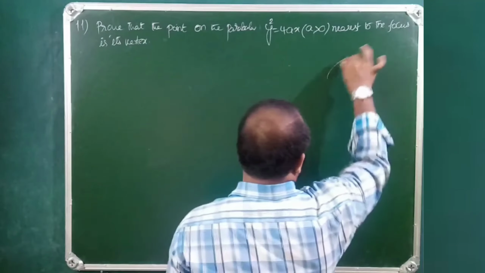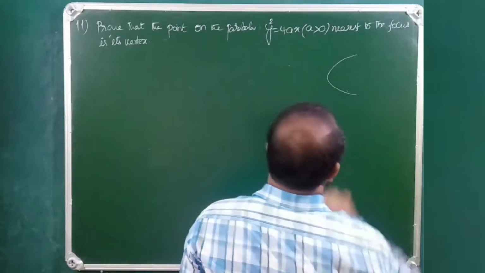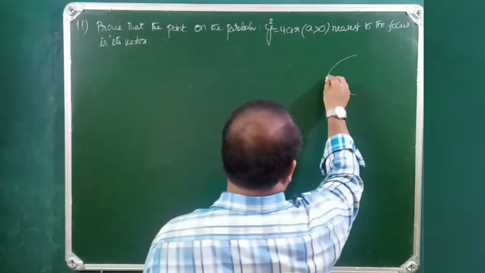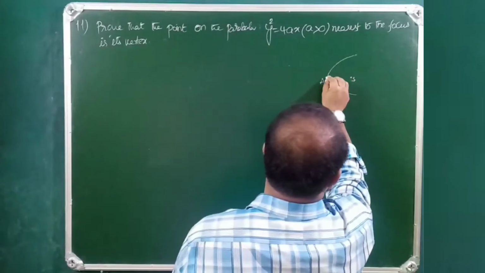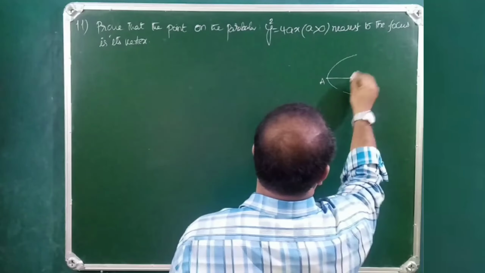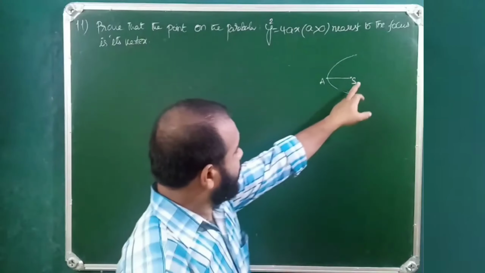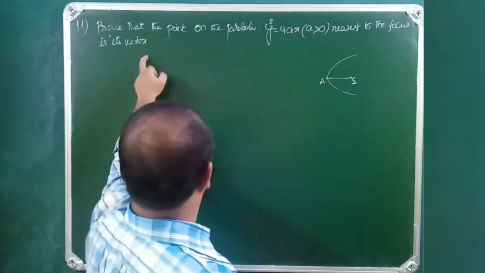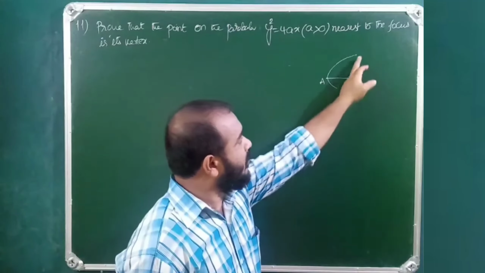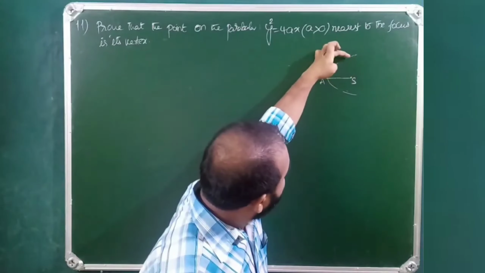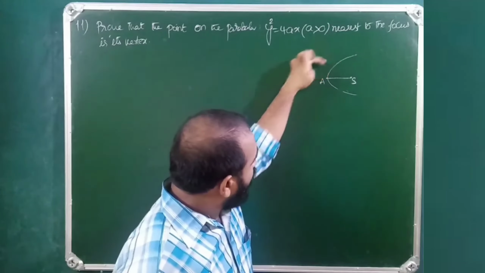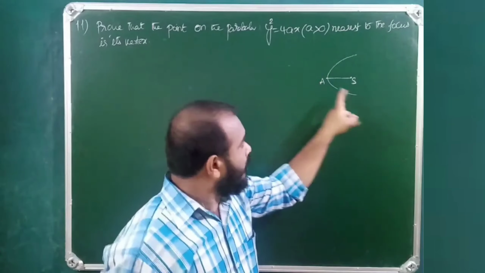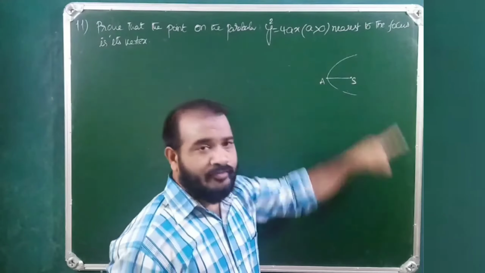So this is the parabola. This is the vertex A and this is the focus. We need to prove that the vertex is nearest to the focus. There are so many points. If you take this point, this point, this point, amongst all the points that are on the parabola, the vertex is nearest to the focus.